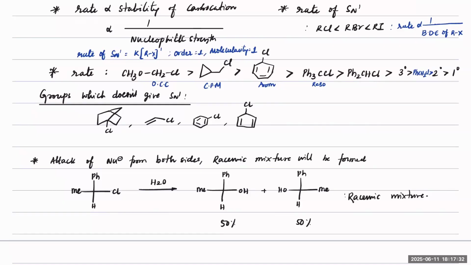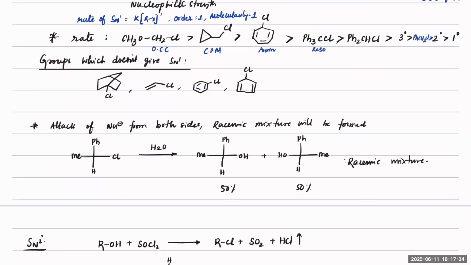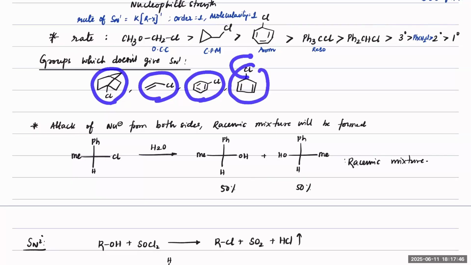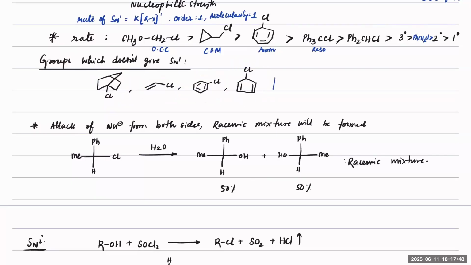Just like in SN2, we have noticed certain groups will not give the reaction. Here also very similar groups do not give. Even this will not give, this will not give, this will not give, because it will make an anti-aromatic, as well as this will not give because it is a highly unstable carbocation. Got it? So these are the groups which do not give SN1 reaction at all. Okay, beta. Next.